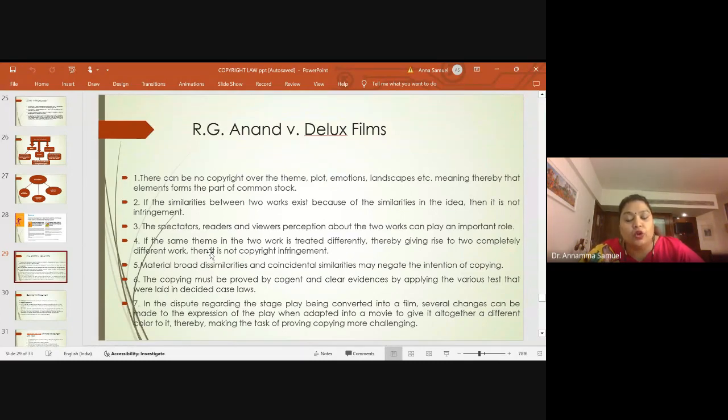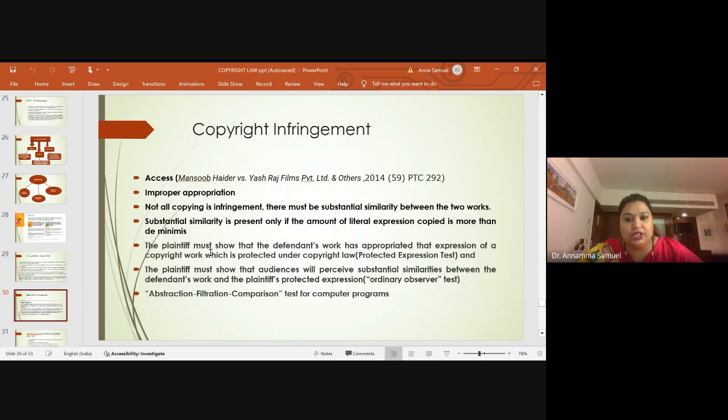Then the copying which is there has to be proved by cogent and clear evidence. So various tests are laid out by the courts in case of any kind of dispute. If the dispute is regarding a stage play being converted into a film, and they have made several changes to the expression of the play when adapting it into a movie altogether, and they have given a different color to it, then to prove the copying will be more challenging.